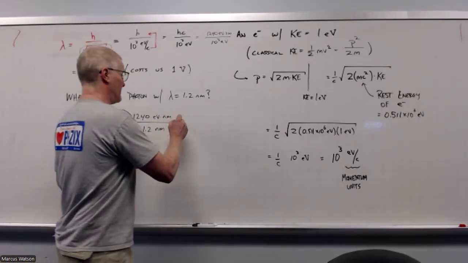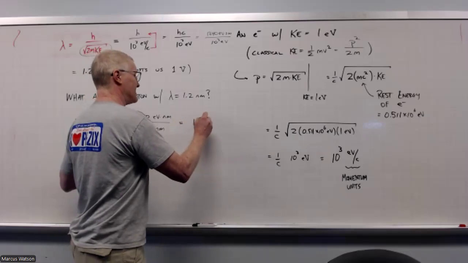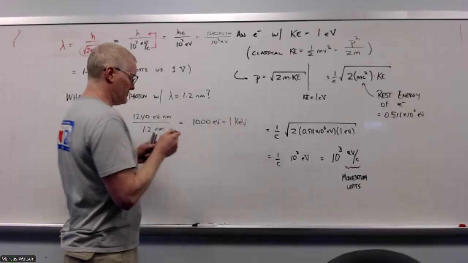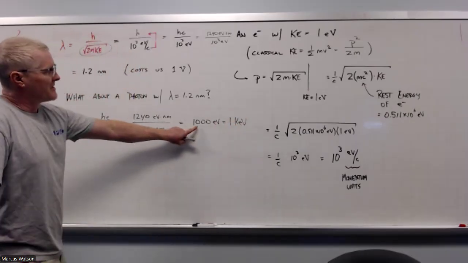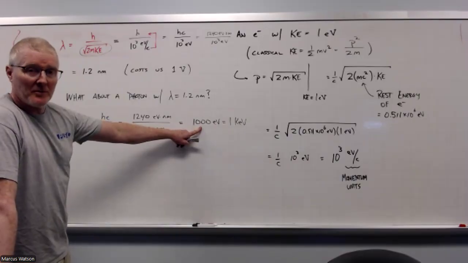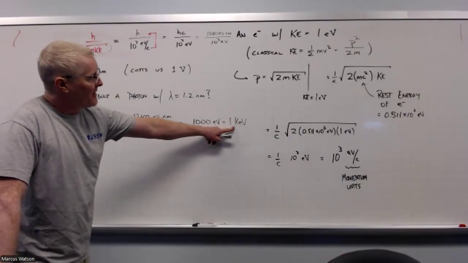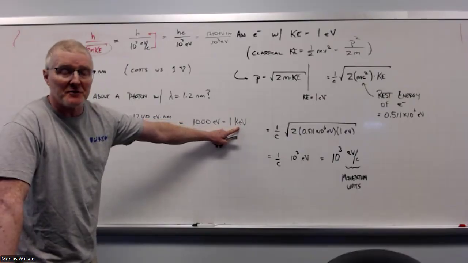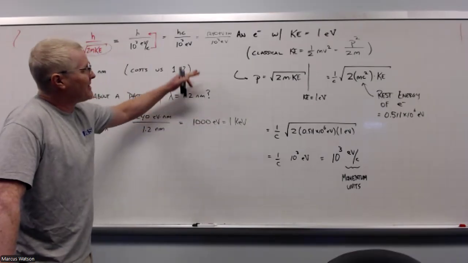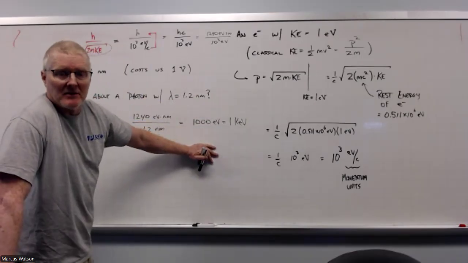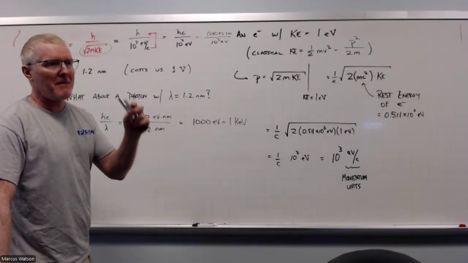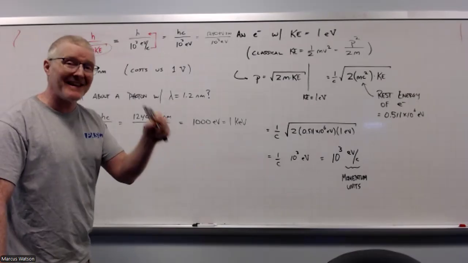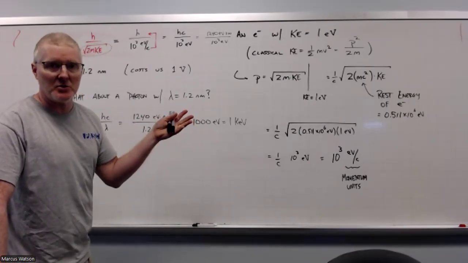So this is going to cost us about 1,000 eV, or 1 keV. In other words, to make a photon with a wavelength of 1.2 nanometers, we have to have essentially the equivalent of 1,000 volts. Whereas with the electron, I need only 1. Way easier, right? So the idea of having matter be able to probe structures through wavelength interactions is huge.